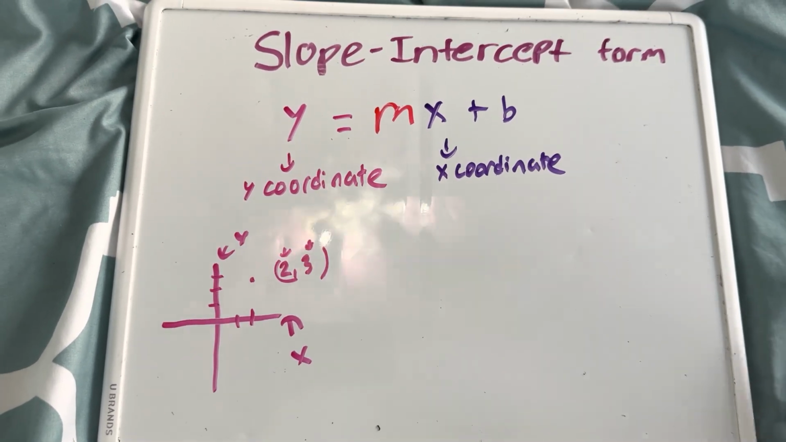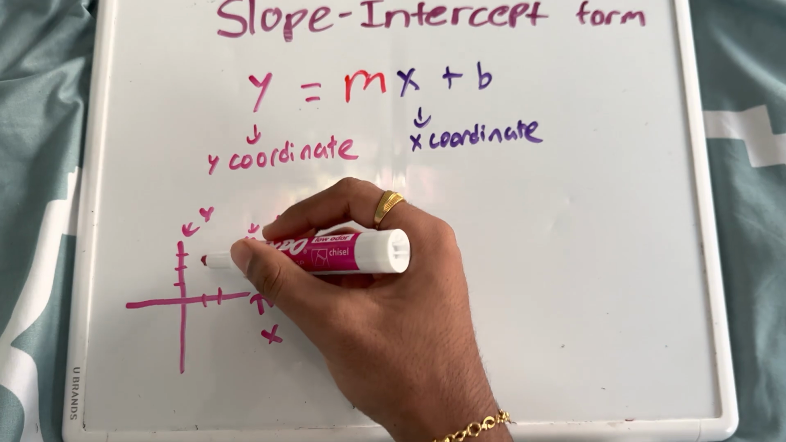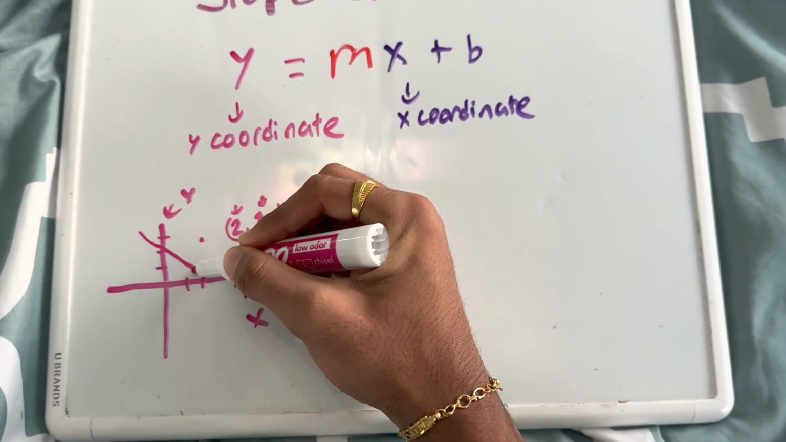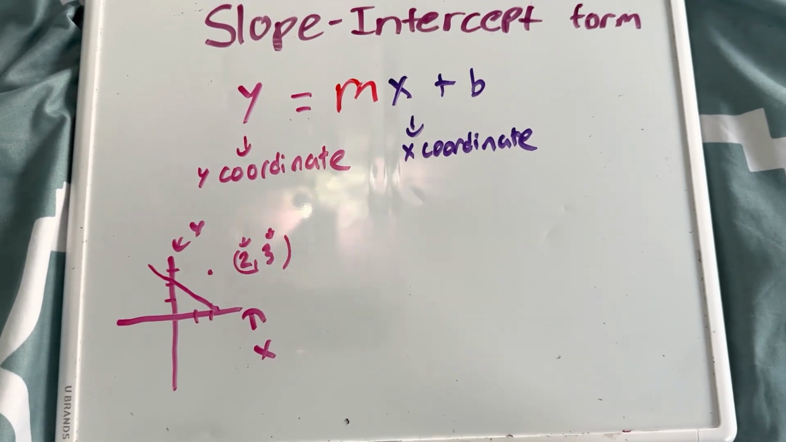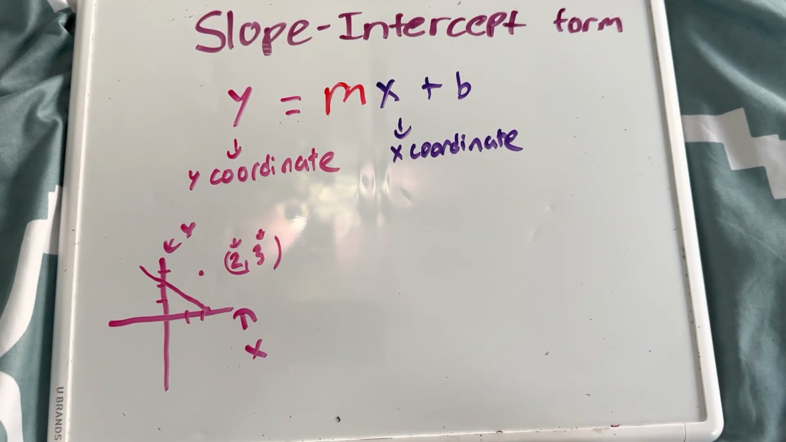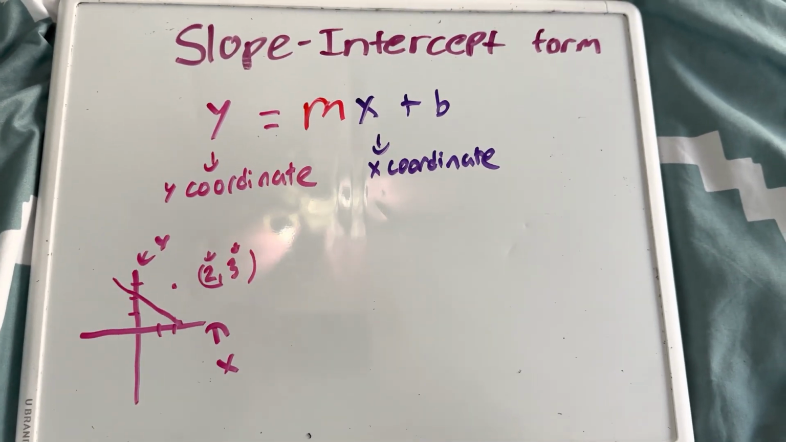Now, you may be asking, what is this slope-intercept form used for? Basically, for any line, like this one, for example, it is used to find either the slope or the intercept, but you must have one or the other value to find the other one.